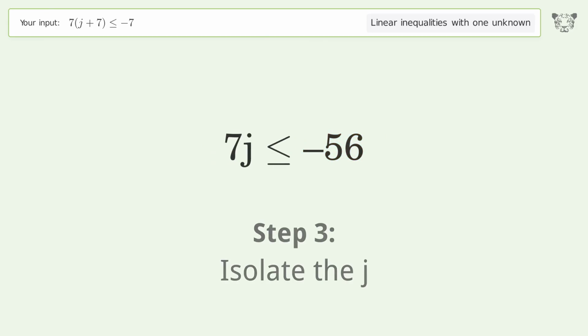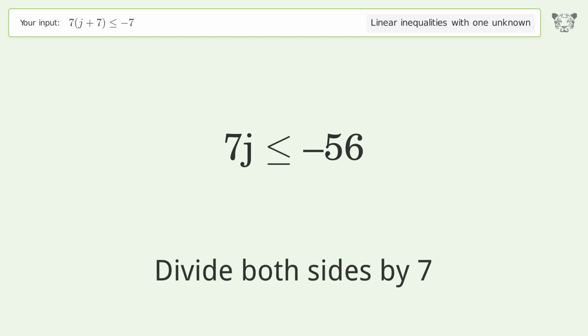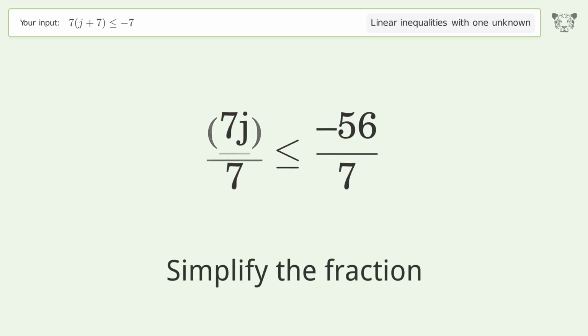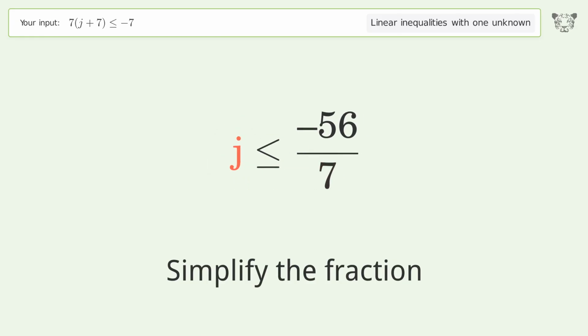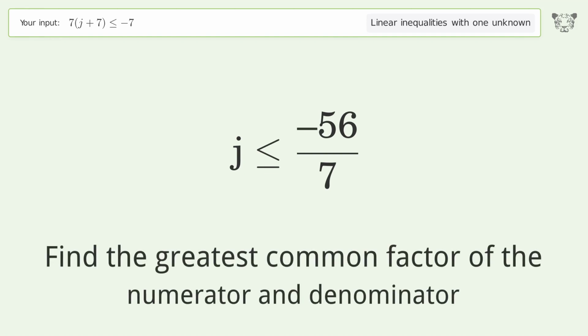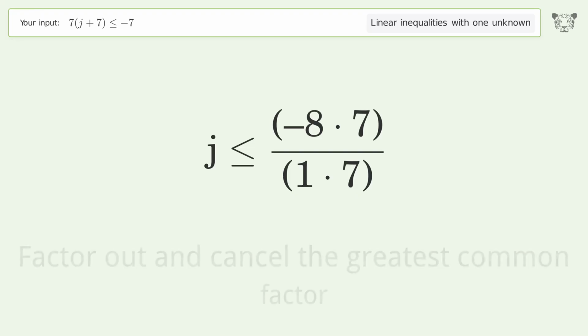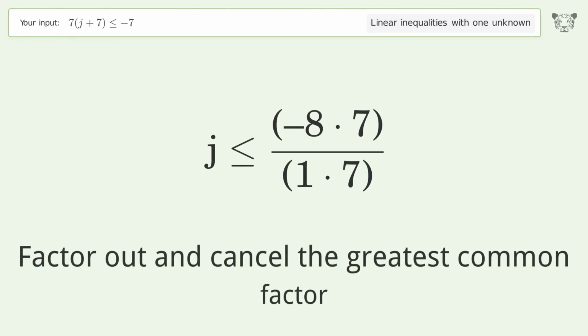Isolate the j. Divide both sides by 7. Simplify the fraction. Find the greatest common factor of the numerator and denominator. Factor out and cancel the greatest common factor.